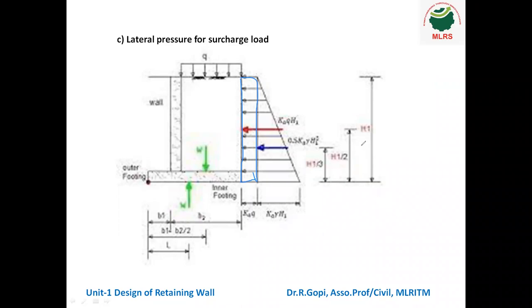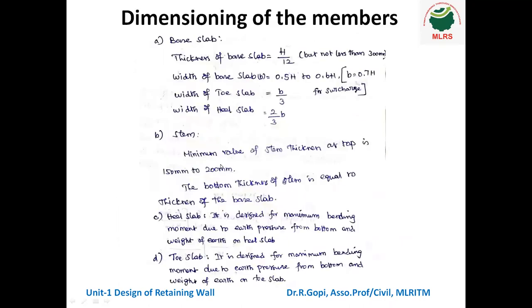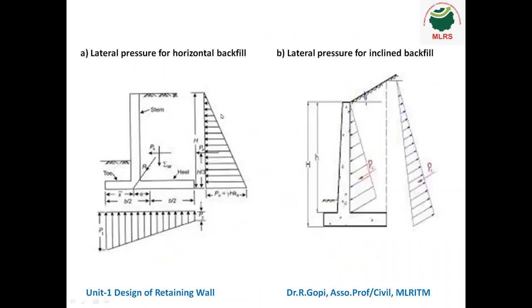Okay, students. So this is the major thing we must know. There are three cases. So during the examinations, they will ask any three types. Okay. So we have very small difference only. In case of horizontal backfill, you can calculate as usual, no problem. But in case of lateral earth pressure for inclined backfill, if it is given, you have to introduce the Ka value formula. Okay. Ka value formula only differs.